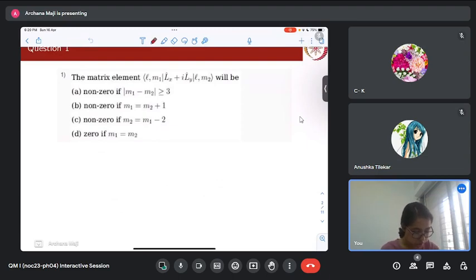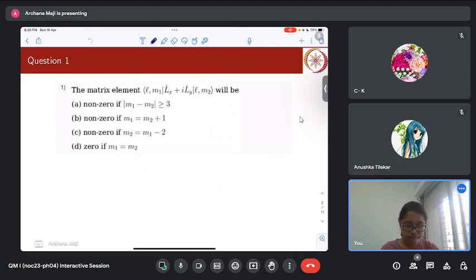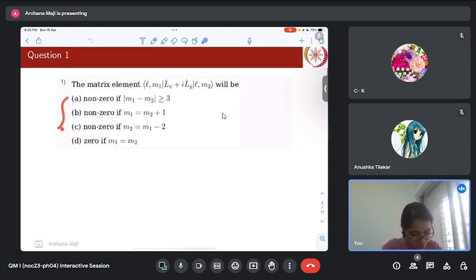So let us start. Mainly today's tutorial is based on CG coefficients. Okay, you can hear me, see me properly. The matrix element will be non-zero if m1 minus m2 greater than or equal to 3. So which option is correct here?